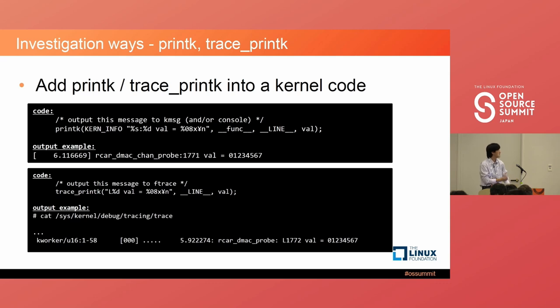Next is adding printk into the kernel by ourselves. This is a very simple investigation way, so I like it. I always add such printk or trace printk to investigate. But as I mentioned before, this is gated by serial console performance, so this can have an outside effect on timing related issues.